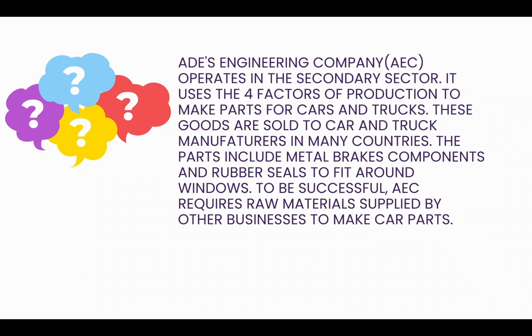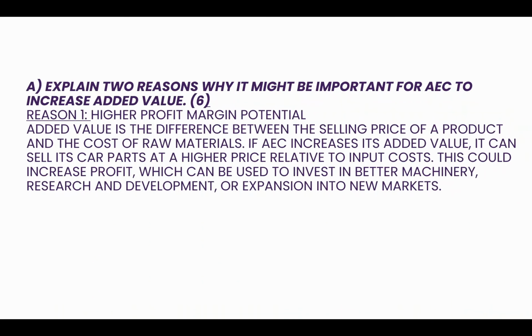Little case study to start off with. Aedes Engineering Company, AEC, operates in the secondary sector. It uses the 4 factors of production to make parts for cars and trucks. These goods are sold to car and truck manufacturers in many countries. The parts include metal brakes, components, and rubber seals to fit around windows. To be successful, AEC requires raw materials supplied by other businesses to make car parts. Question A. Explain 2 reasons why it might be important to AEC to increase added value.